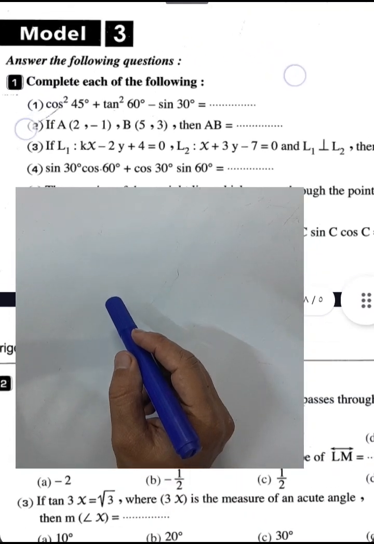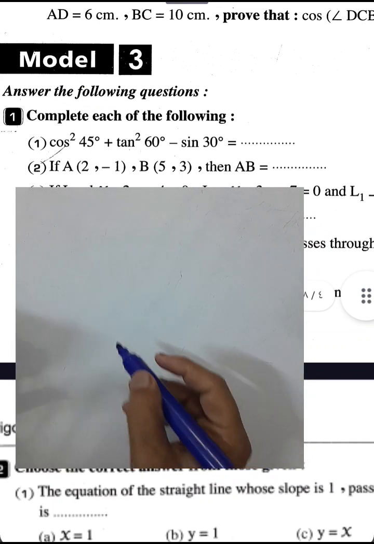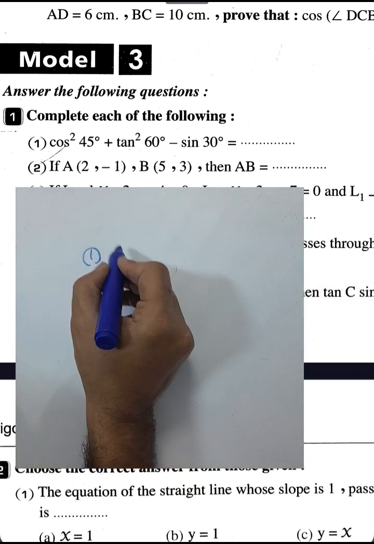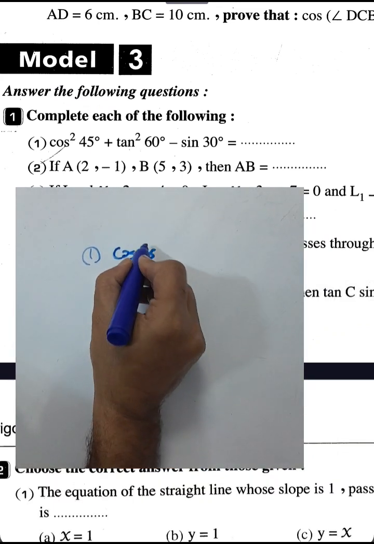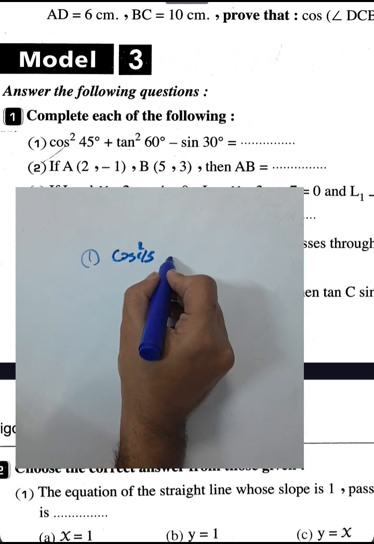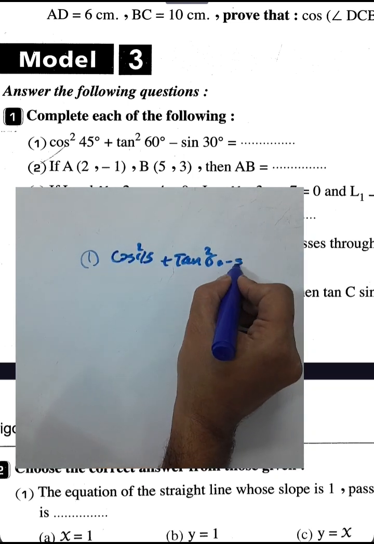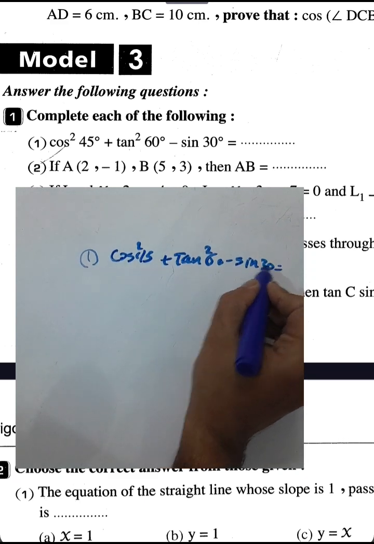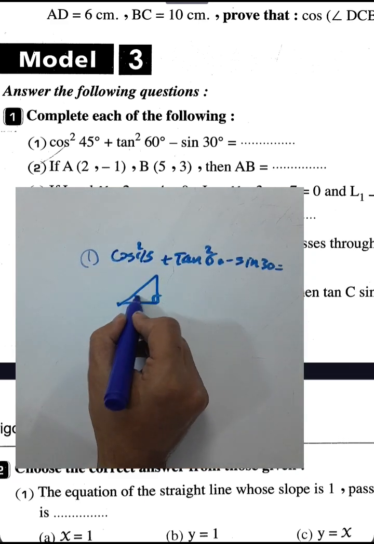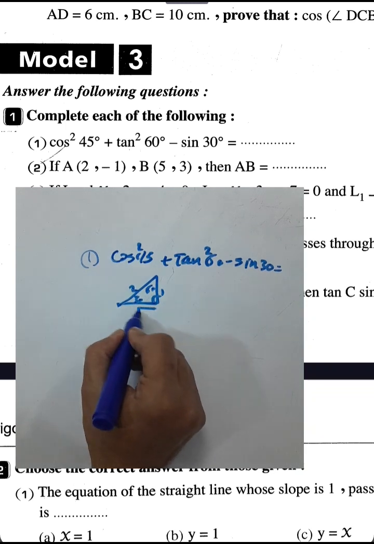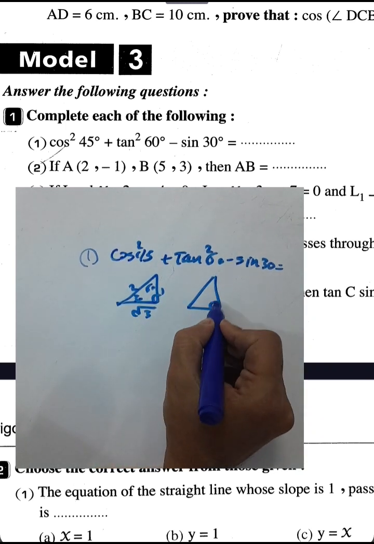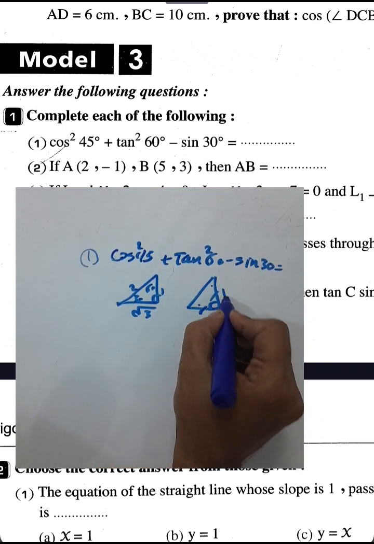The following. Number 1, cosine 45 power 2 plus tan 60 power 2 subtract by sine 30. We can draw a right angle triangle here, 30 and 60, with sides 1, 2, and root 3, and another isosceles triangle, 45, 45, with sides 1, 1, and root 2.